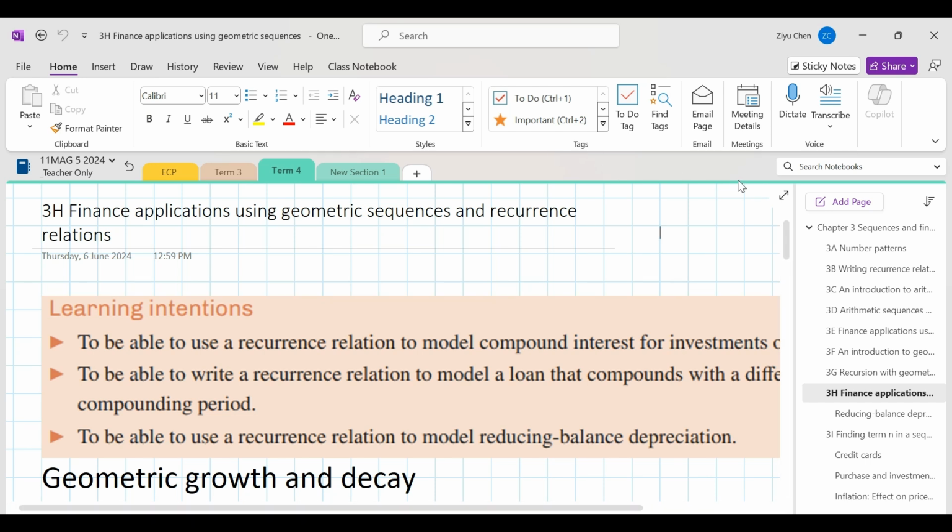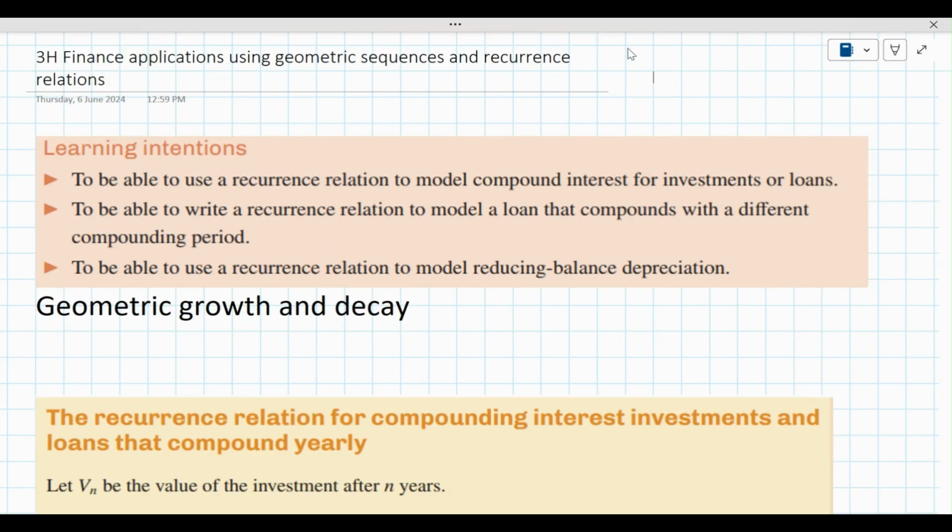Hello, everyone. Welcome back to chapter 3. Today we're going to talk about compound interest, and we're going to relate it to finance applications. We're also going to deal with geometric sequences and recurrence relations.